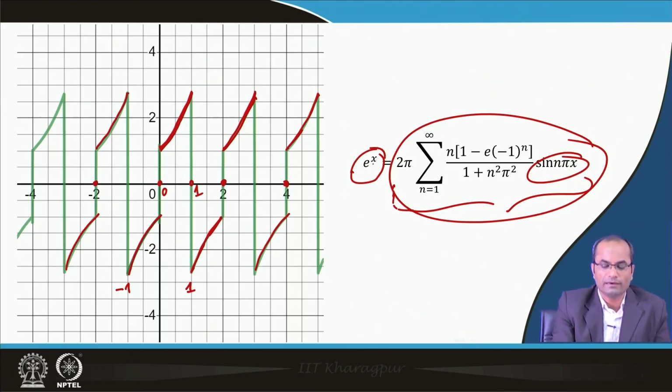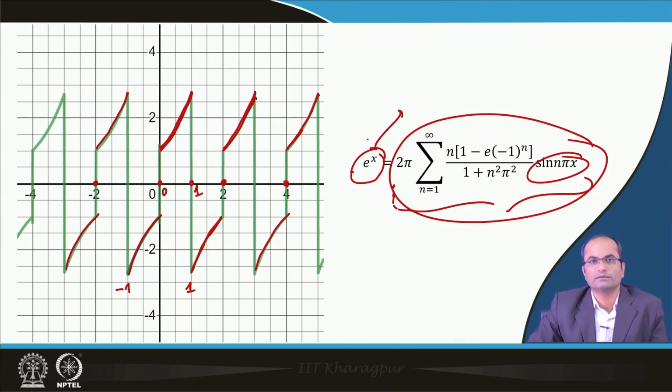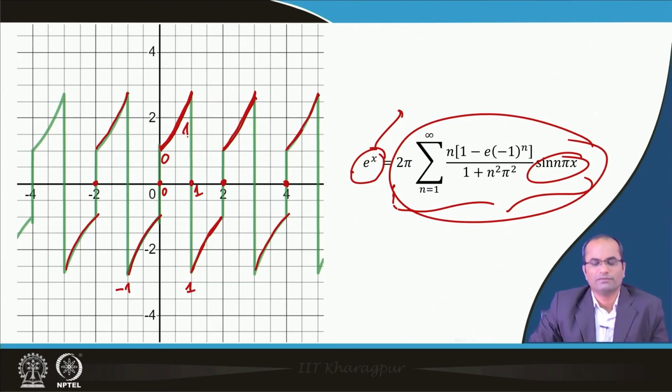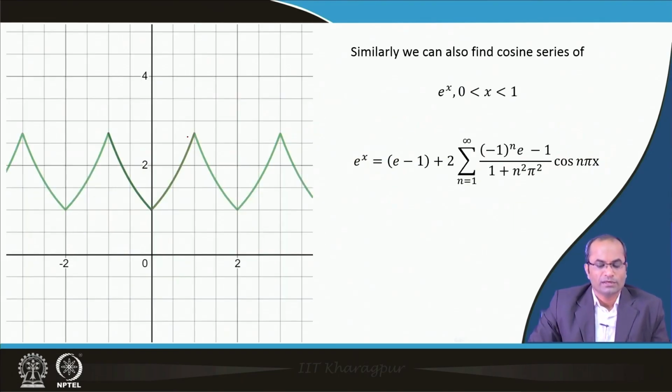So, we can have two different expansions here. One is purely in terms of sine, the other we can obtain as a cosine series in terms of cosine, but both the series will converge in this region 0 to 1 to the same function e power x. So, we have also, for instance, plotted here the cosine series.